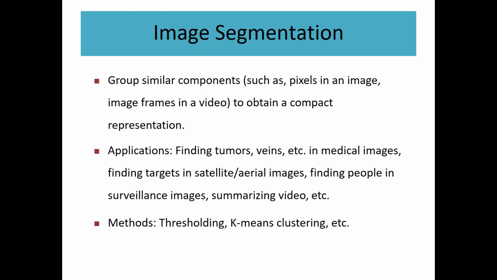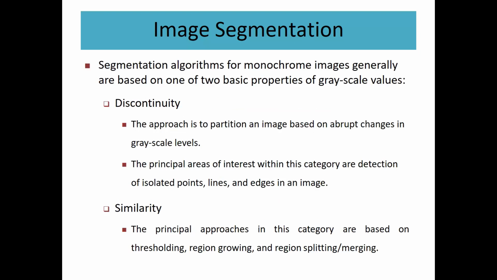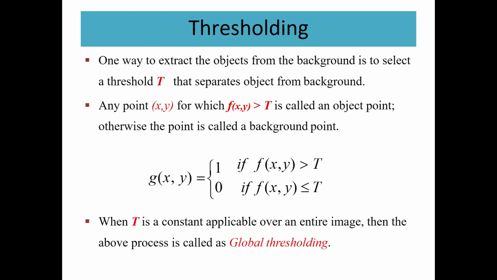In medical images, finding targets in satellite or aerial images, finding people in surveillance images, and summarizing videos. The methods are thresholding, K means clustering, etc. In the previous video, we had already discussed discontinuity based image segmentation. In this lecture, we are going to discuss similarity based image segmentation. The principal approaches in this category are based on thresholding, region growing, and region splitting and merging.